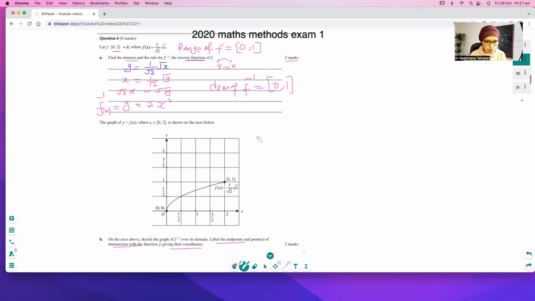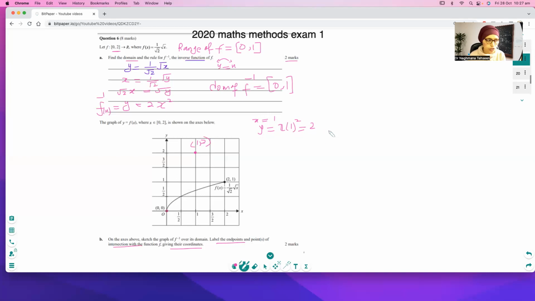We know that the domain of f inverse is 0 to 1. So when x is 1, y is 2 times 1 squared, which gives you 2. So when x is 1, y is 2. That is one of the endpoints, and you can label that (1, 2). And then we say (0, 0): when x is 0, y is 0. So that would be our other point.